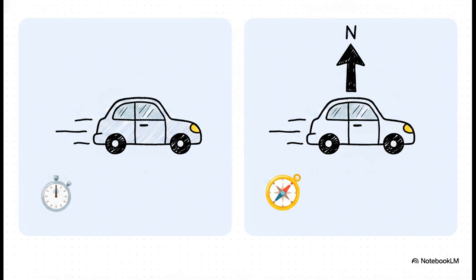And that exact same logic applies to speed versus velocity. Speed is just what your speedometer tells you, how fast you're going. Simple. But velocity? Velocity is a bit more specific. It's how fast you're going and in what direction. So 50 kilometers per hour is a speed, but 50 kilometers per hour north, now that's a velocity.